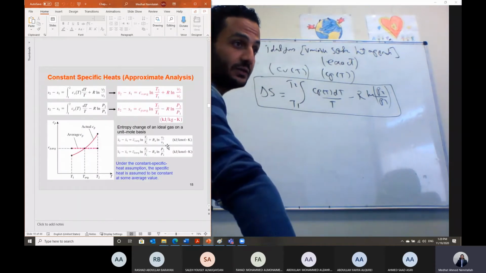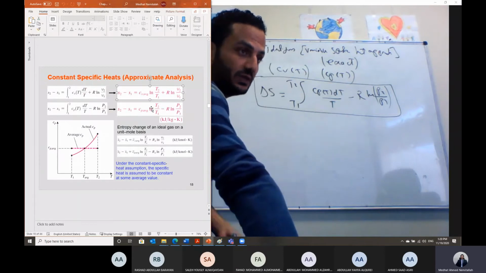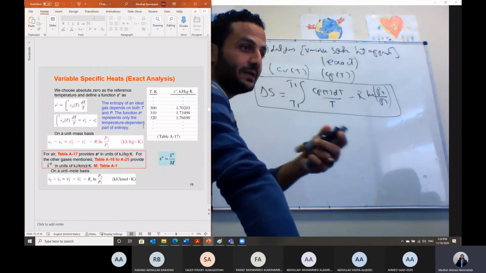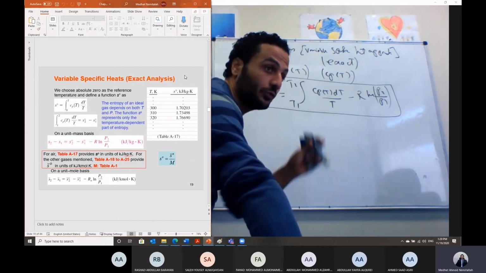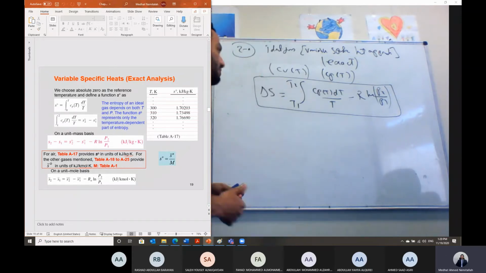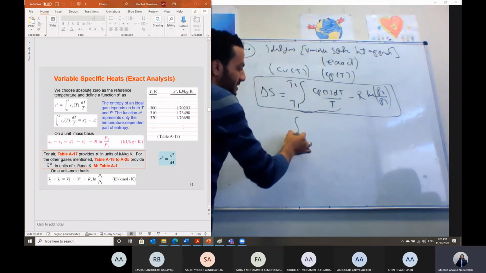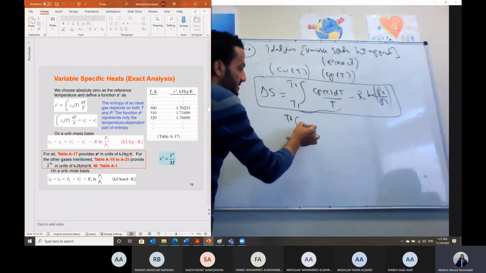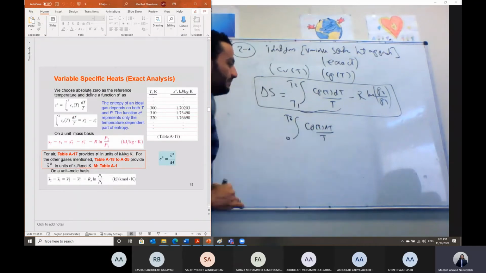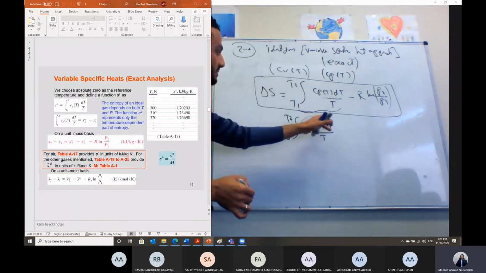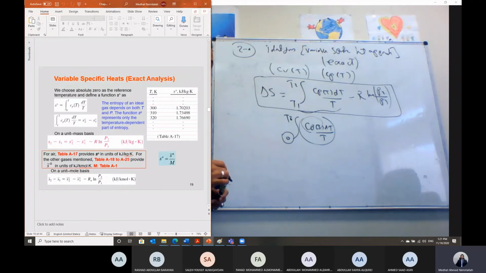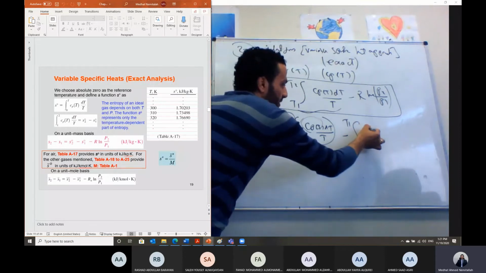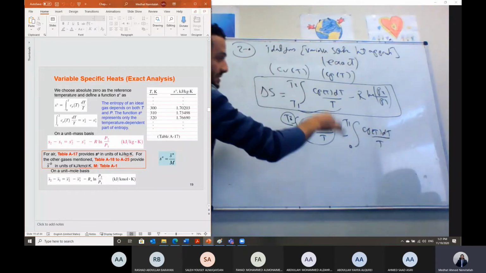Actually, they have tested different gases, and this is the equation that we developed for the constant specific heat approach, and this is the variable one. They have already done this integration for different gases, for a range of temperatures from 0 to any temperature. So this integration will equal the integration from 0 to T2 of Cp(T) dT over T. If we have Cp as a function of temperature, we can do the whole integration from the reference temperature, 0 Kelvin, to temperature T2, minus the integration from 0 to T1 of Cp as a function of temperature, dT over T. They have done this integration.